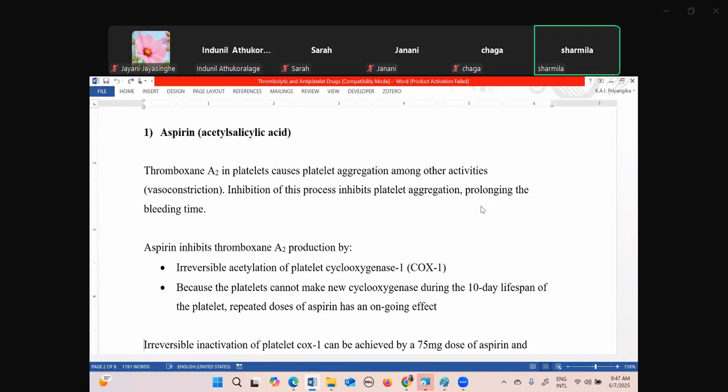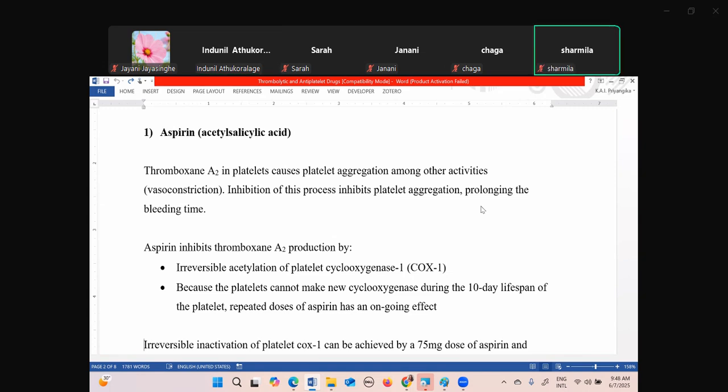For the conversion of arachidonic acid to thromboxane A2. Okay. Low dose inhibits COX-1 irreversibly, high dose reversibly. Okay. So at low doses, therefore, we can achieve the antiplatelet activity. Okay, very good. Thank you, miss.